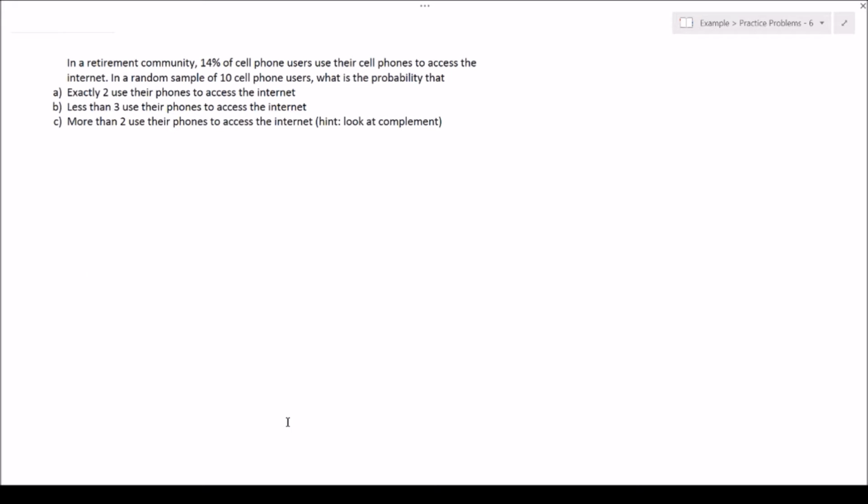So this is binomial. I can check those 4 conditions. The first is a fixed number of trials, that's 10. 2 outcomes exactly, which is they do this or they don't. Independent, and the probability doesn't change. We're pretty confident because they gave us 1 probability. So this is binomial.